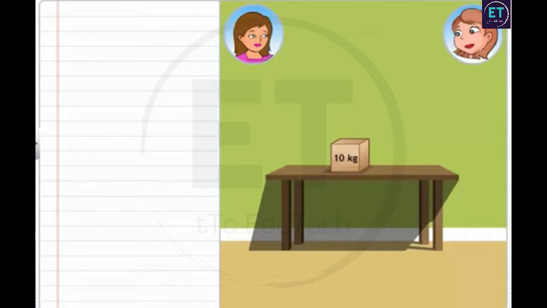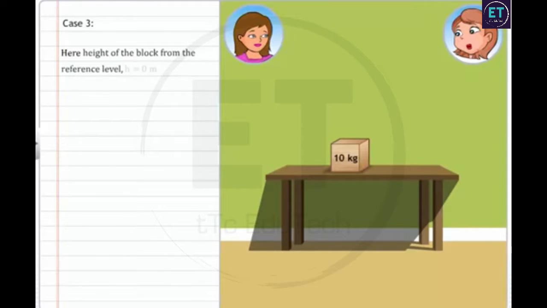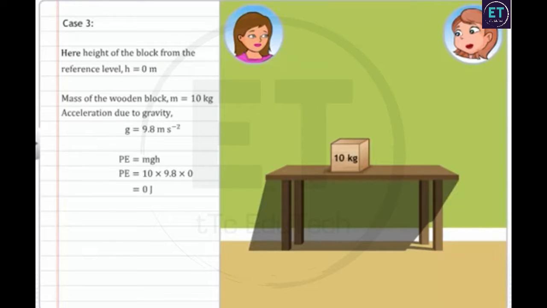Can there be a case where the gravitational potential energy of the block on the table is 0? That's what I was coming to. In the third case, if the reference level of the block is taken as the surface of the table itself, then the height of the block is 0. In such a case, its potential energy is 0. Generally, the surface of the Earth is taken as the reference to determine the height of an object.